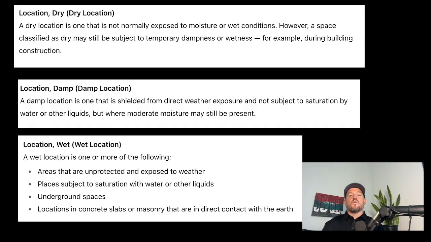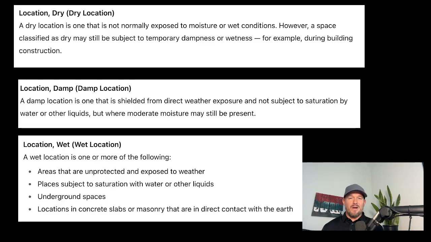A dry location is one that is not normally exposed to moisture or wet conditions. However, a space classified as a dry location may still be subject to temporary dampness or wetness, for example, during building construction. So you've got to ask yourself the question, is the area even 8 foot above the tub or shower a dry location by definition? Not normally exposed to moisture. Well, let's put a pin in that and read the definition of damp location. A damp location is one that is shielded from direct weather exposure and not subject to saturation by water or other liquids, but where moderate moisture may still be present.